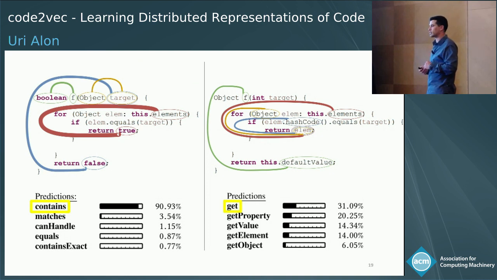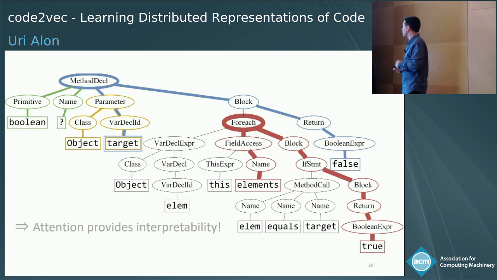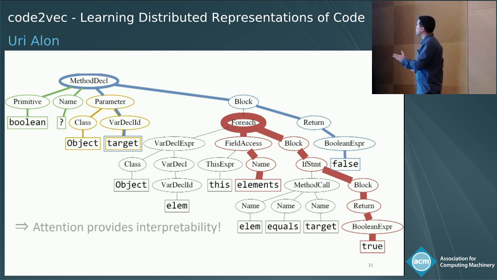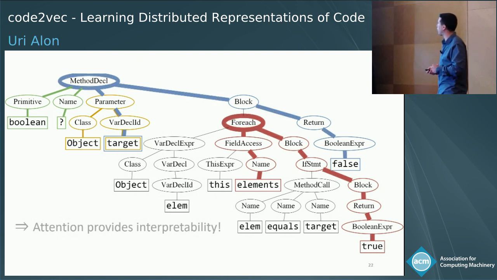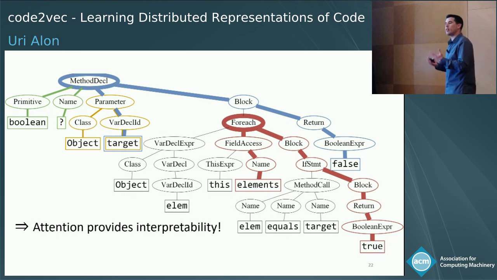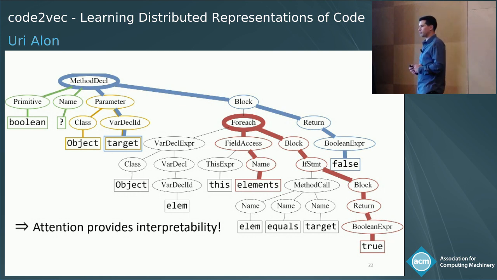And let's see these paths on the AST, because that's where they really came from. So this is the contains example again. And the widths of the paths here are proportional to the attention scores that the network has given them during the prediction. So for example, the red path from elements through the for each node, through the if statement node, and all the way to return true was given the highest attention. But the prediction was also supported by other paths, such as the blue path from the parameter target and all the way to return false. So as you can see, using attention provides interpretability because we can interpret which paths the network had focused on while making the prediction.